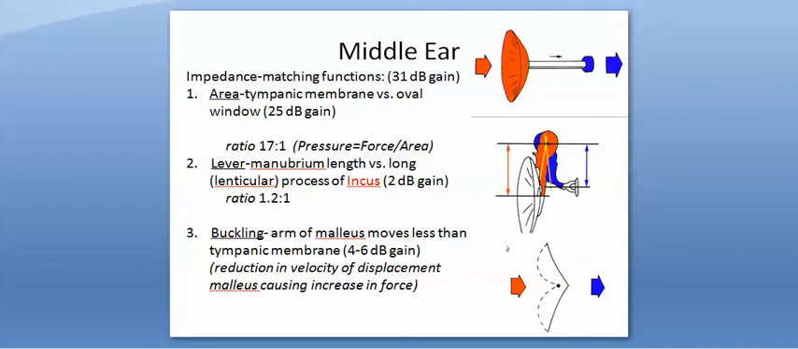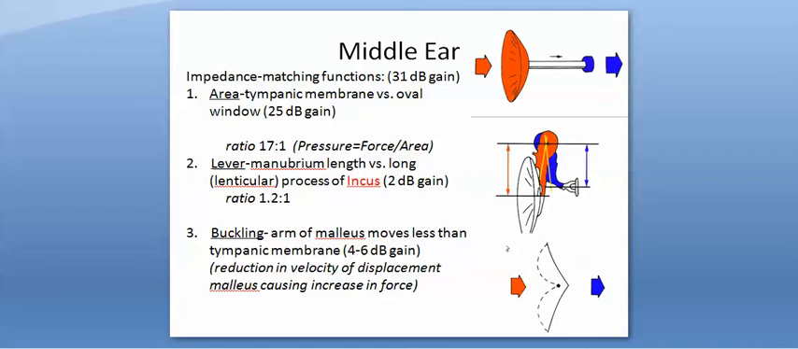So in order to overcome that and not lose that acoustic signal because we can't seem to push that fluid, we've evolved this impedance matching function. And we do it via three mechanisms. One is area. The second one's this lever action, and the third one's this buckling action.